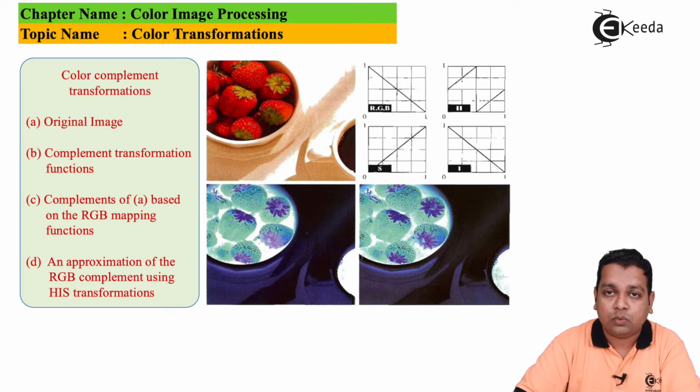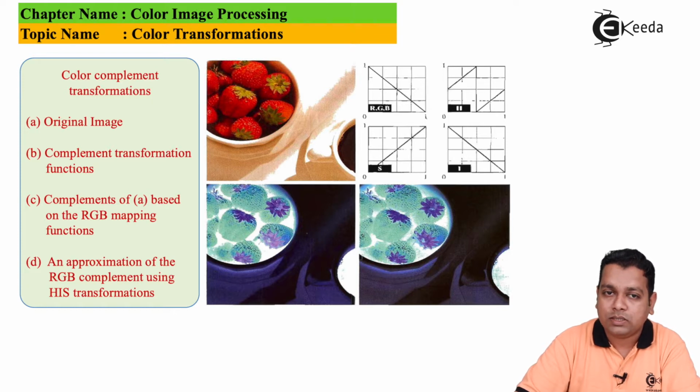This is part A, the original image that we have already shown. This is part B, the complement transformation function representations for RGB. Here we have separate ones for H representing hue, S representing saturation, and I representing intensity. Part C is the result. It is the complement of figure A and is based on the RGB mapping function. This is the function responsible for getting this resultant output image.